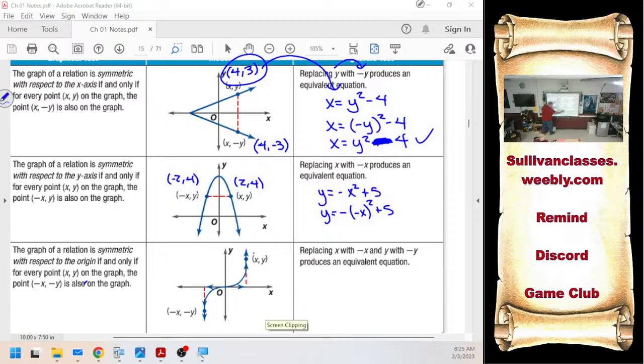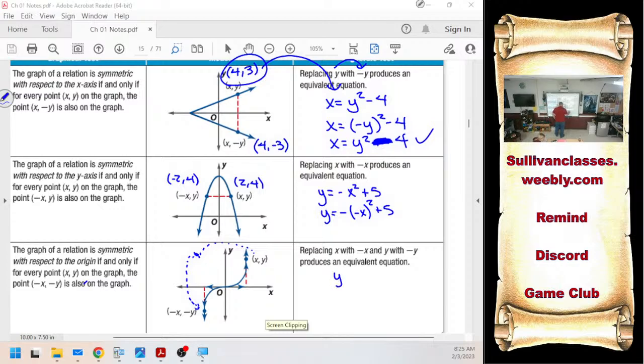Because if I reflect something over the y and then reflect that over the x, I end up like a 180. Like if you want to see how this really works, you take your paper, you flip it upside down 180, you should have the same picture. And you negate x and y.